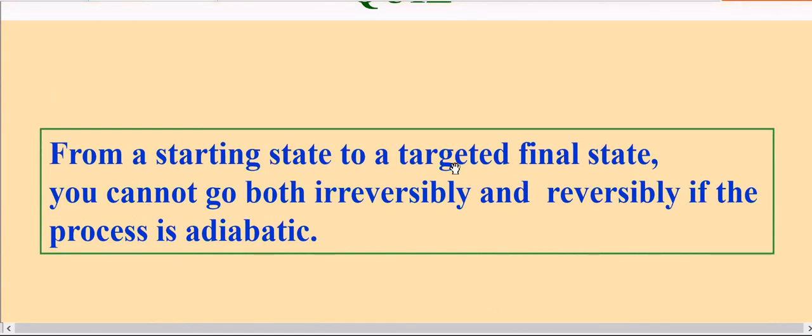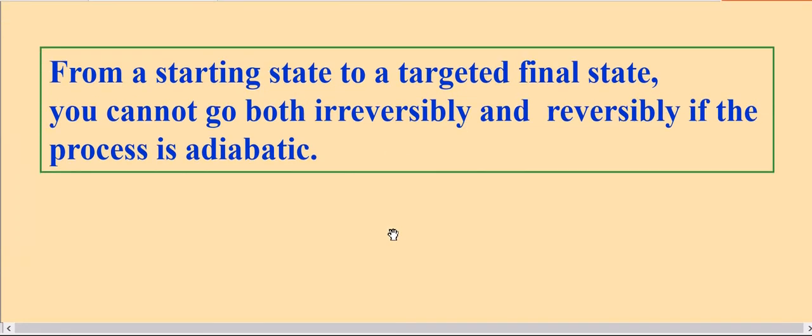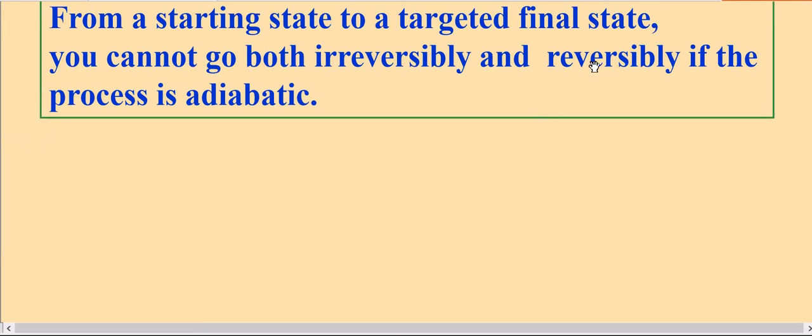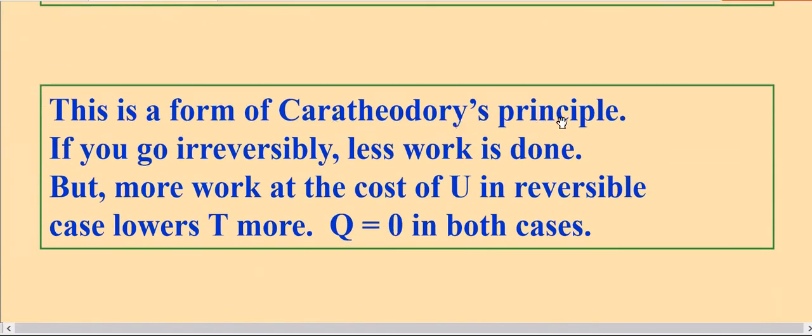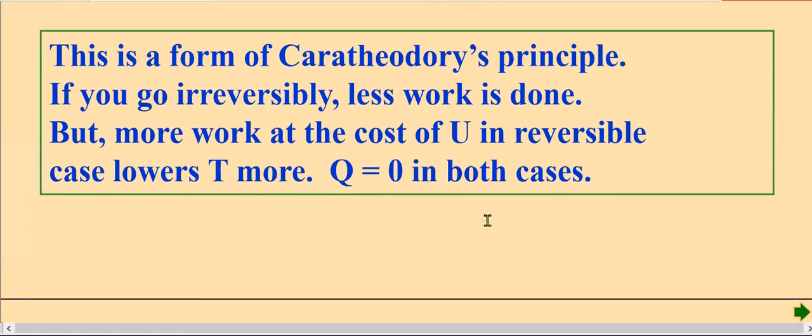So this point we discuss on a lot of occasions. From a starting state to a targeted final state, you cannot go both irreversibly and reversibly if the process is adiabatic. So if the process is adiabatic, wherever you go reversibly, irreversibly you reach a point which is slightly higher in pressure and temperature if the volume change is kept constant. So this is again a form of the kinetic theory of this principle. If you go irreversibly, less work is done, but in the reversible case more work is done at the cost of U, and it lowers the temperature more, with Q equal to zero in both cases.